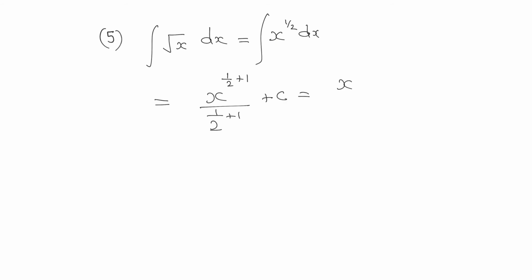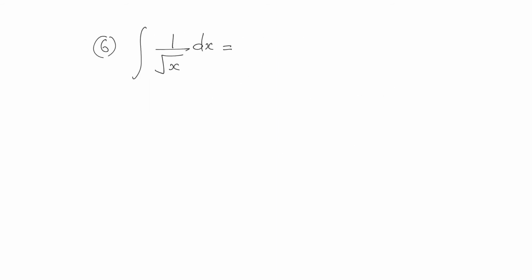So this will be equal to x raised to 3 by 2 divided by 3 by 2 plus constant of integration c, or we can modify it 2 divided by 3 into x raised to 3 by 2 plus constant of integration c. Now take another example. If it is 1 divided by root x dx, we can write it is integration of 1 divided by x raised to 1 by 2 into dx, or we can take this into numerator, so it becomes x raised to minus 1 by 2 into dx.